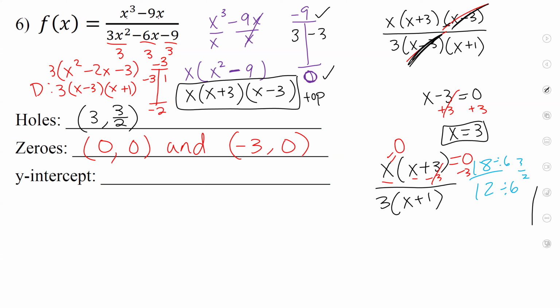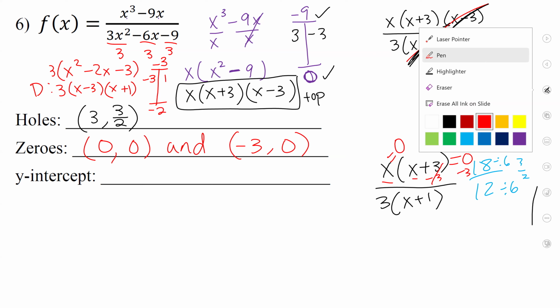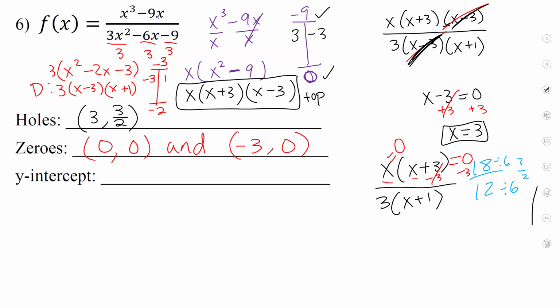All right, guys, we're going to do the y-intercept. Just plug in zeros everywhere. So guys, look, here's the original problem. 0 and 0, what's in the top? Just 0. 0, 0, what's in the bottom? Negative 9. 0 divided by negative 9 is just 0. So that's your y-intercept.